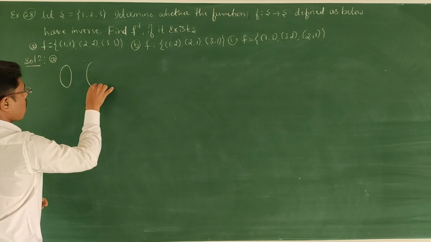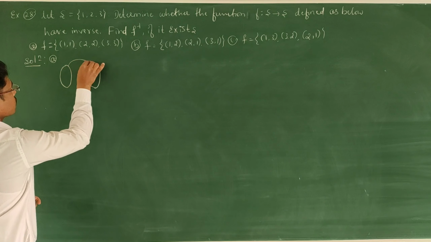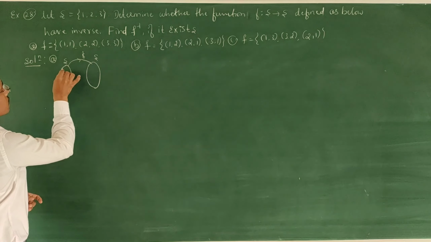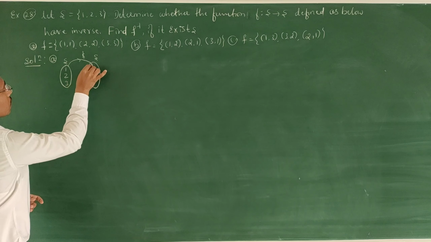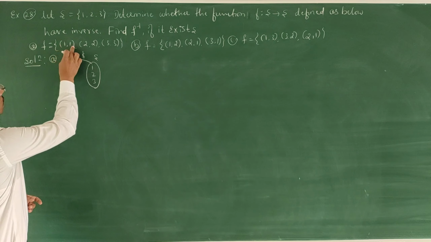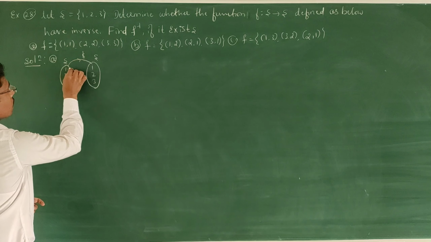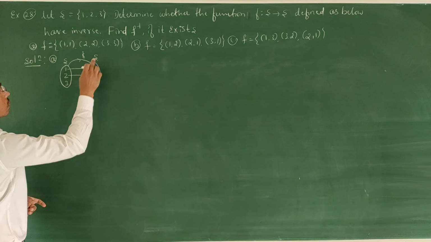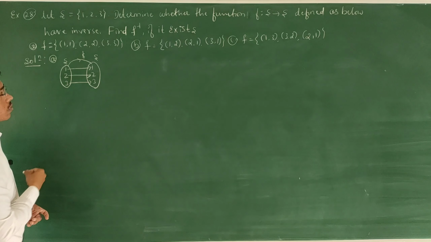This is S to S. The function is from S to S, f. S is {1, 2, 3}. Right? f of 1 equals 1, so 1 is mapped to 1. 2 is mapped to 2. 3 is mapped to 3.